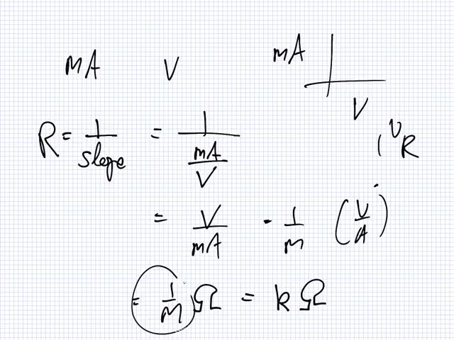Because 1 over milli is 10 to the minus 3, which is kilo. So if you do not change it, keep in mind that the R from the slope is now in kilo ohms. Yeah, so just change it.